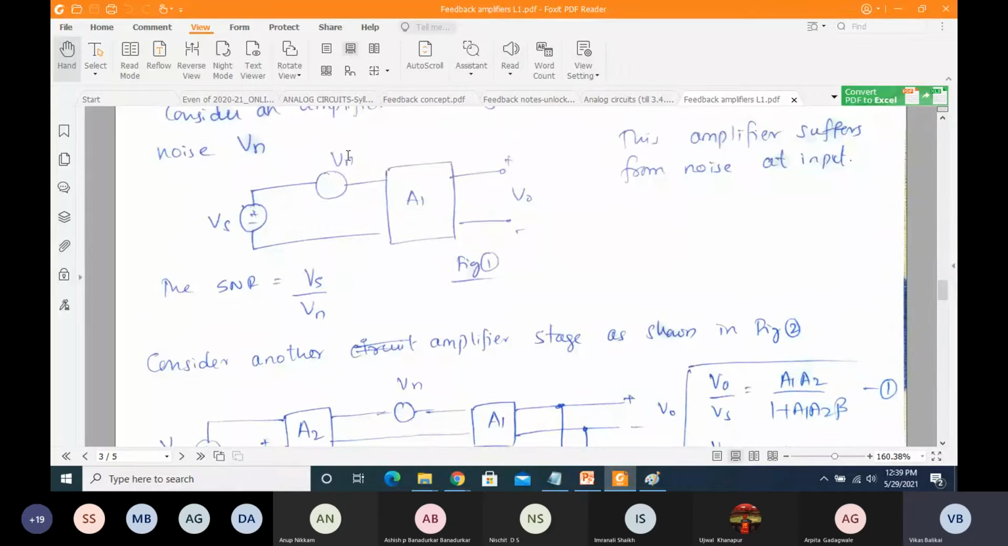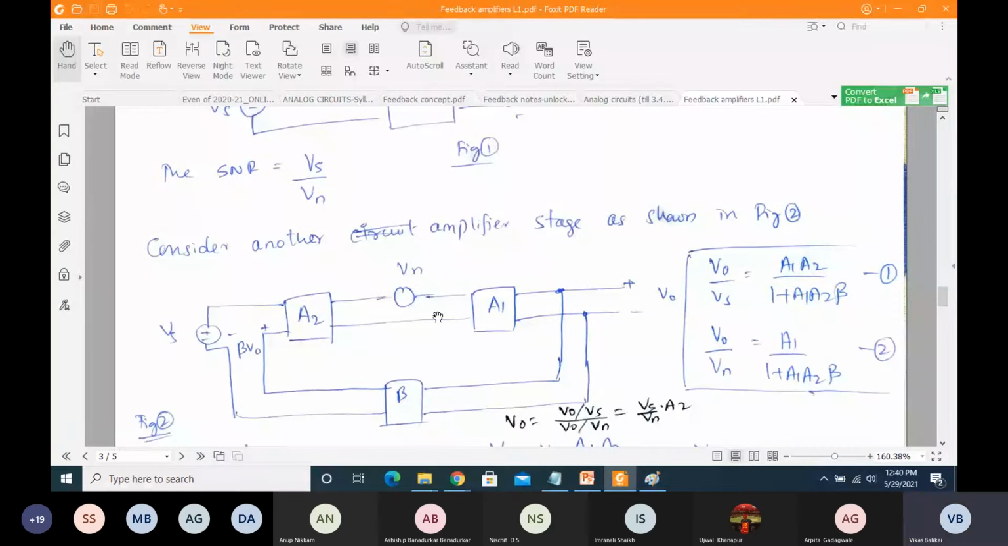Now if anything happens to noise, or if noise is increased, what is going to happen to this SNR? If noise is increasing, then definitely SNR is going to decrease. That indicates that my outcome or output will be corrupted. So this is what it's going to showcase with respect to this particular setup. Now consider another amplifier stage, as I have shown over here. So I have two amplifier stages.